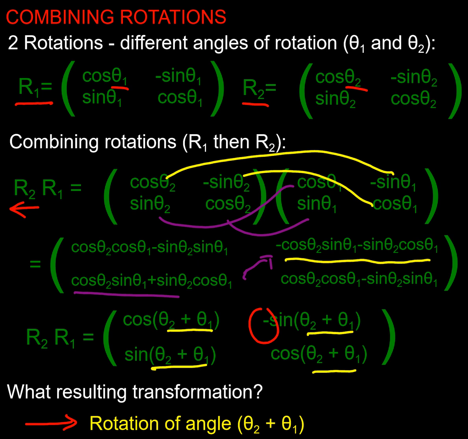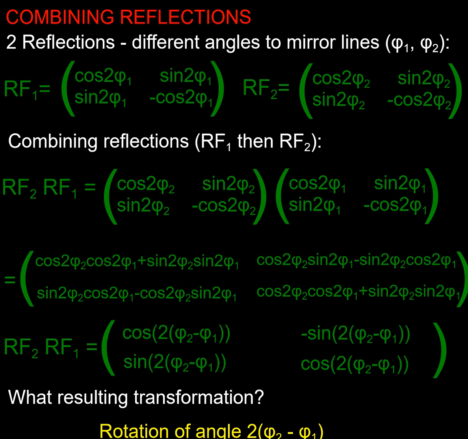That's what we'd expect, isn't it? Applying a rotation to another rotation, we're just going to get the combined rotation of θ1 plus θ2. That's what we'd expect. Okay, let's have a look at a reflection example. So reflection 1 has phi1 as the angle, and reflection 2 has phi2 as the angle. Put them in here in the right order, working right to left.